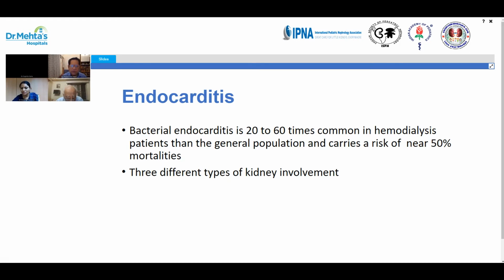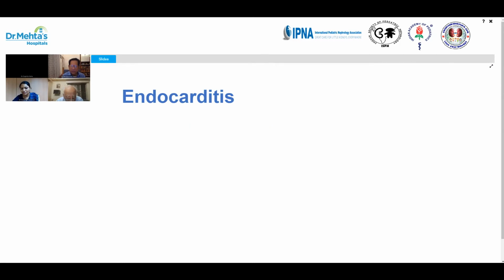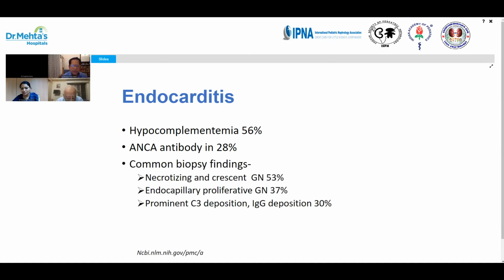Three different types of kidney involvement. It can be embolic renal disease, or it can be immune complex mediated, or it can be interstitial nephritis. In biopsy findings, there is necrotizing and crescentic glomerulonephritis, endocapillary glomerulonephritis in 37% of cases, and prominent C3 deposition and immunoglobulin G deposition in 30% of cases. Here also ANCA may be positive.